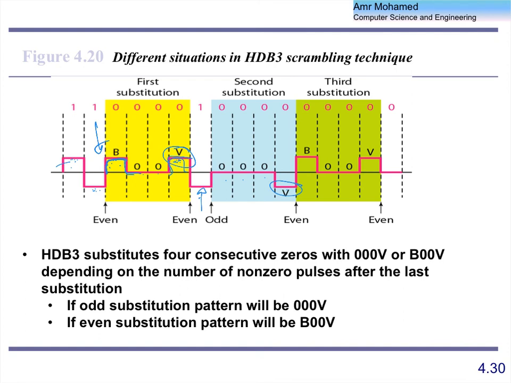But the complexity here is that you have to go back to all the ones before you and count the number of ones. If it's even, you have a specific mapping. If it's odd, you have a different mapping. Okay? And of course here, 0 is considered even.